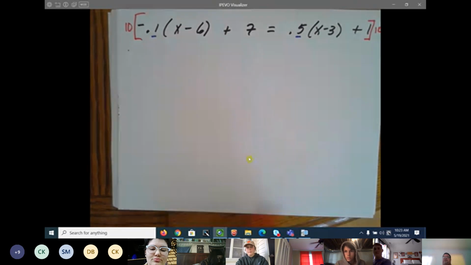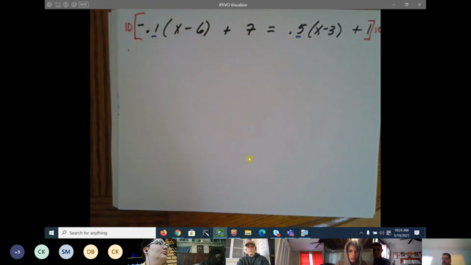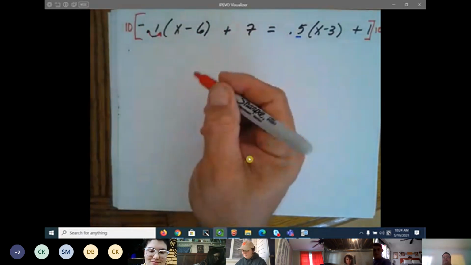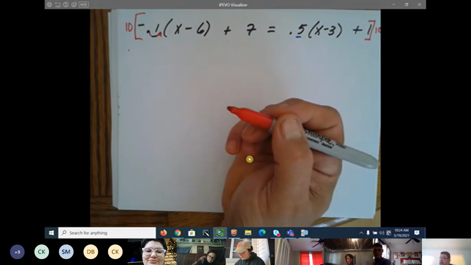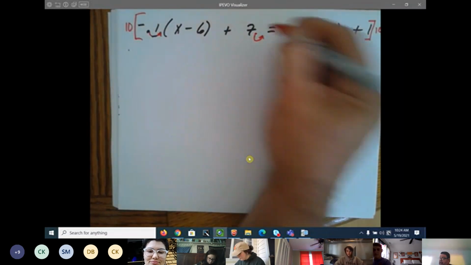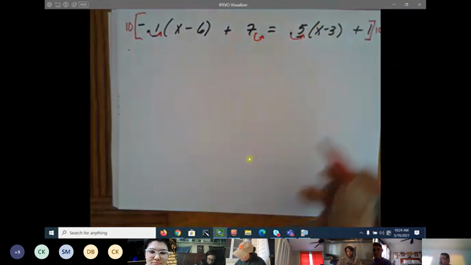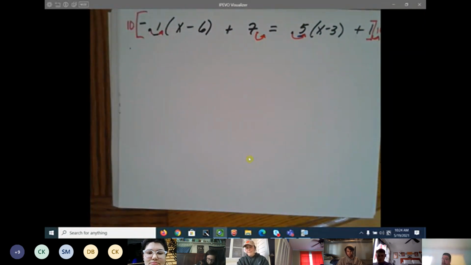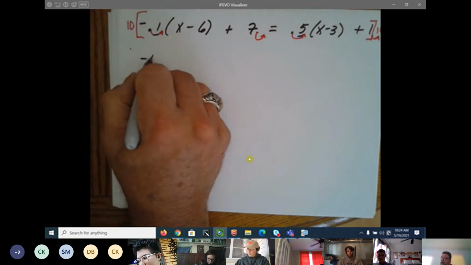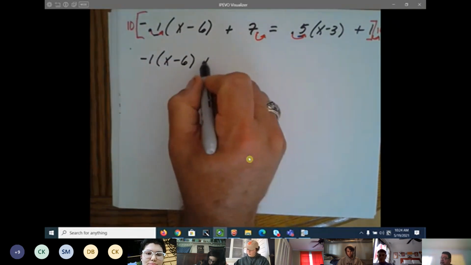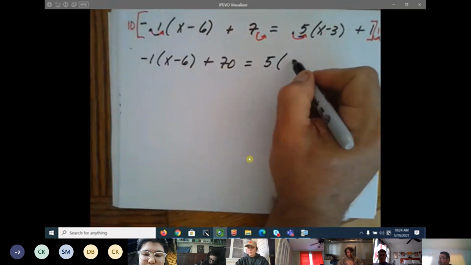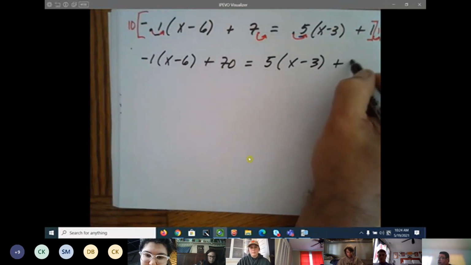Like I said, I guarantee you there's somebody out there that's never seen this before. And that's going to move that one place, and move this one place, and move this one place. So we've got negative 1 times (x minus 6) plus 70 equals 5 times (x minus 3) plus 10.